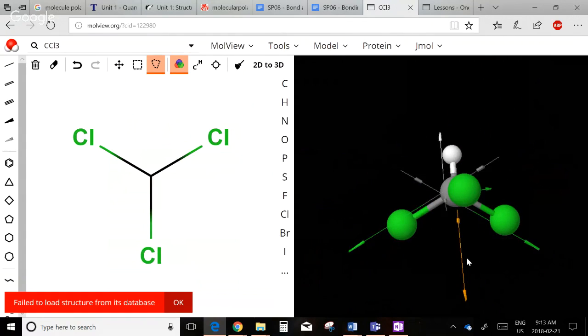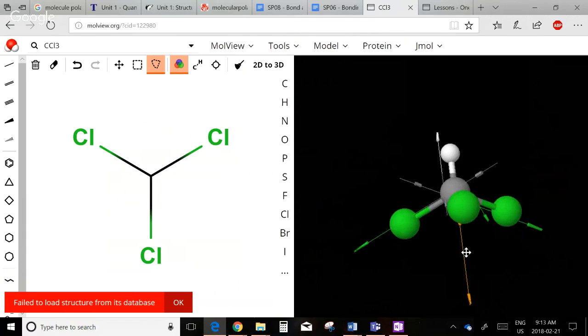Does that make sense? So if they're symmetrical, they cancel. If they're not symmetrical, they don't cancel. So as soon as I changed one of the chlorines to a hydrogen, now I get a non-symmetrical arrangement of dipoles, and we get an overall dipole. So CCl3H, we would actually call that HCCl3, but whatever. HCCl3 would be considered polar. That make sense? Okay.